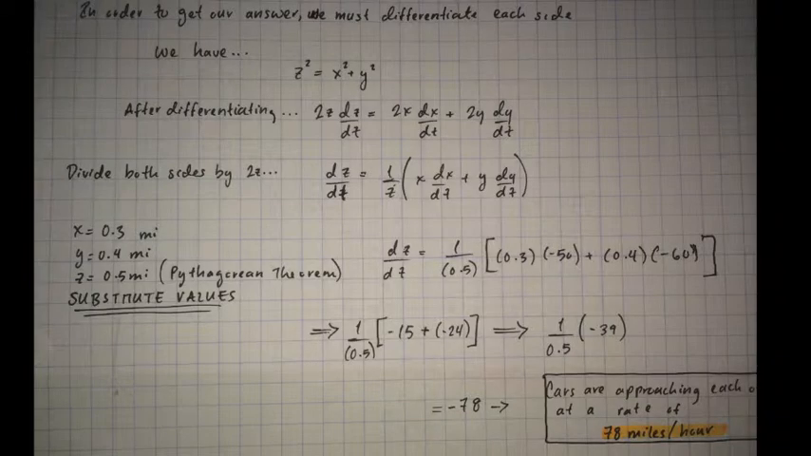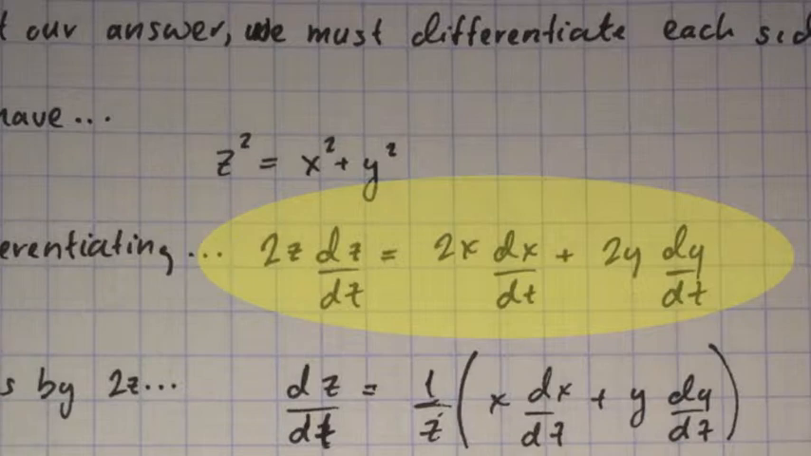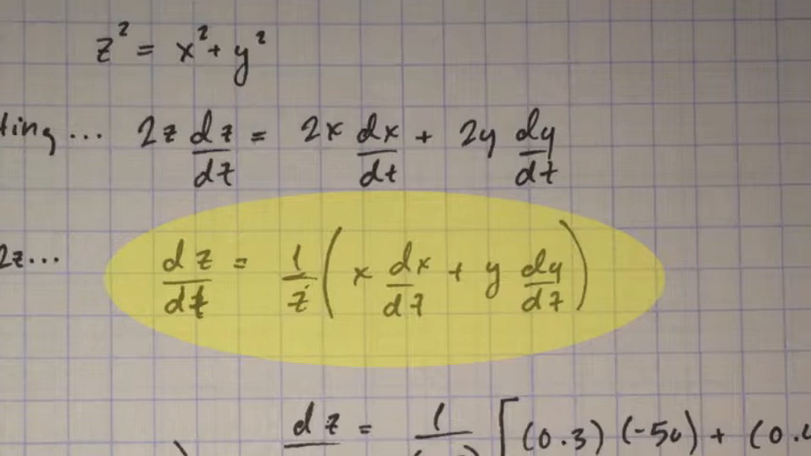In my third step, I'm just doing some basic algebra and calculus to get the final answer. So in order to get our answer, we must differentiate each side. First of all, we have z squared equals x squared plus y squared. After differentiating, we get 2z times the derivative of z with respect to t equals 2x times the derivative of x with respect to t plus 2y times the derivative of y with respect to t. After that, we do some basic algebra and divide both sides by 2z. So we get the derivative of z with respect to t equals 1 over z times the quantity x times the derivative of x with respect to t plus y times the derivative of y with respect to t.